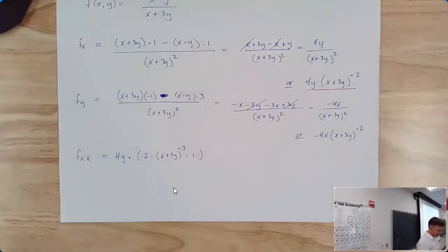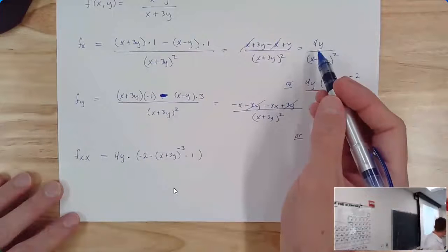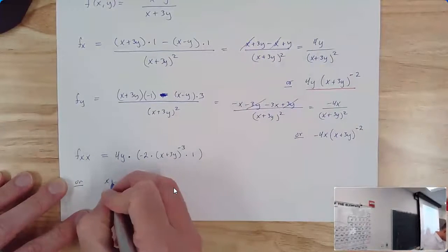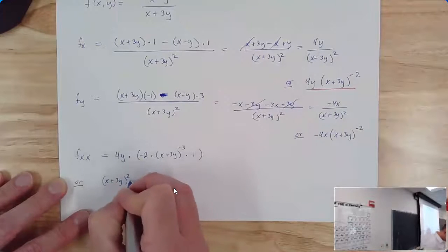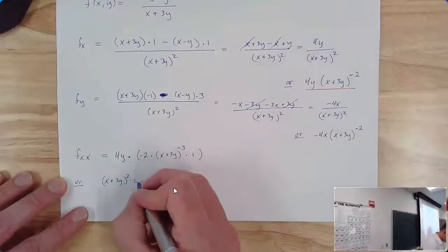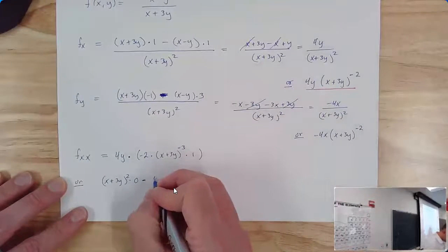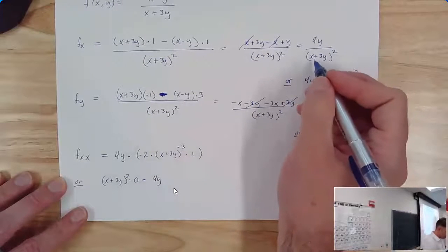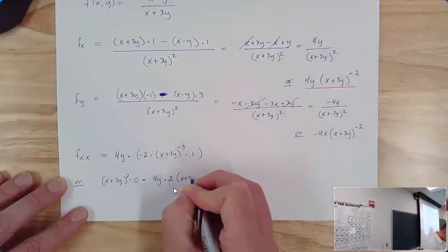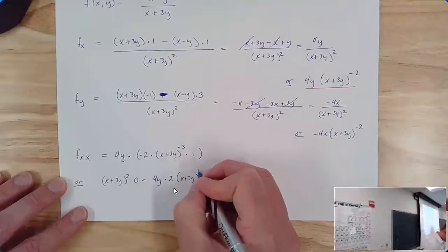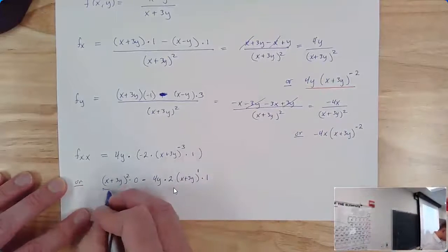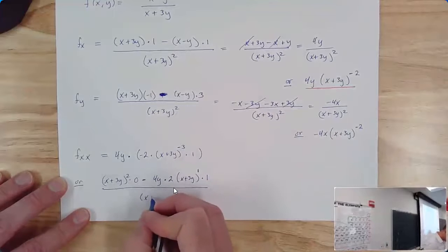Again, just to show you both ways, we could have also done it as a quotient rule. I would have gotten the bottom, x plus 3y squared, times the derivative of the top, which is 0, because it doesn't have any x's in it, minus the top, which is 4y, times the derivative of the bottom. The derivative of something squared is 2 times the something to the 1 less power times the derivative of the inside, but the derivative of x plus 3y is just 1 plus 0, all divided by the denominator squared.